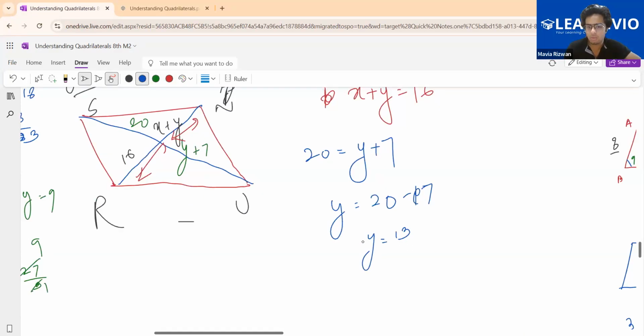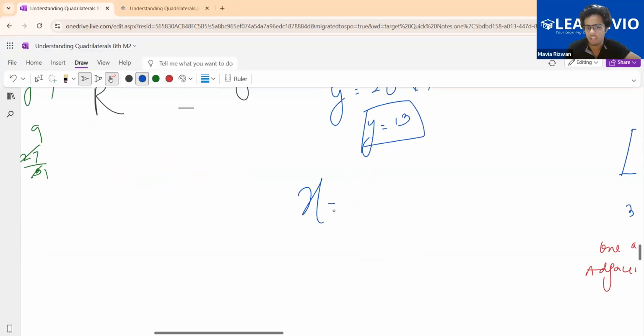Okay, so we got y as 13. Now put this y in x plus y. So x plus y, y was 13, so putting 13 instead of y, that is equal to 16. So x is therefore equal to 16 minus 13. So x is equal to 3. So y we got 13 and x is equal to 3.